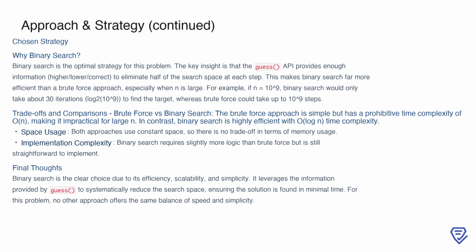Ultimately, binary search stands out as the best solution. It's efficient, scalable, and leverages the feedback from the guess API to minimize the number of guesses. No other approach strikes the same balance of speed and simplicity, making it the ideal strategy for this problem.